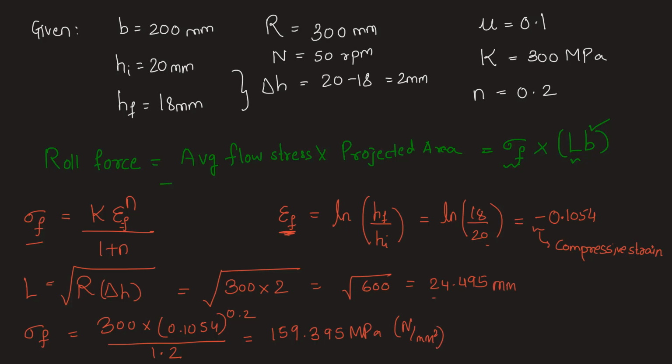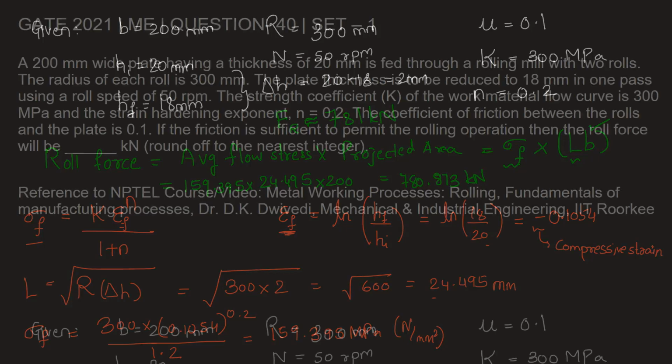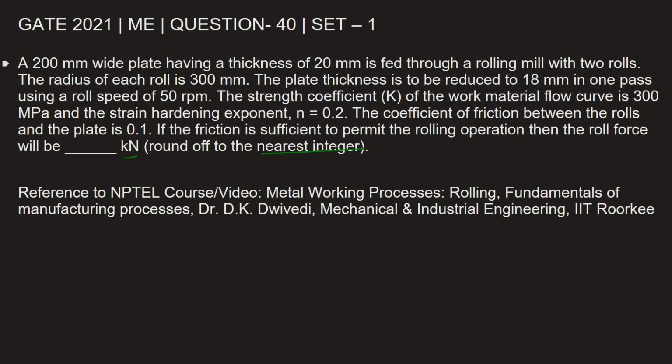Now roll force will therefore be equal to 159.395 into projected length 24.495 into width 200 millimeters. So this gives the answer for roll force as 780,873 Newton. But dividing it by 1000 in order to get it in kilonewton, we have 780.873 kilonewton. Roll force, we can write it as FR, approximately equal to 781 kilonewton. Let's go back and put this answer. So rounded off to the nearest integer, we get the value of roll force as 781 kilonewton.